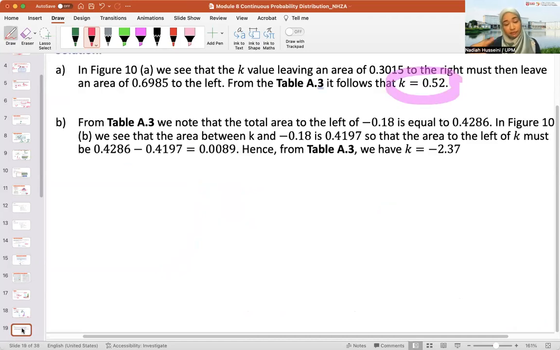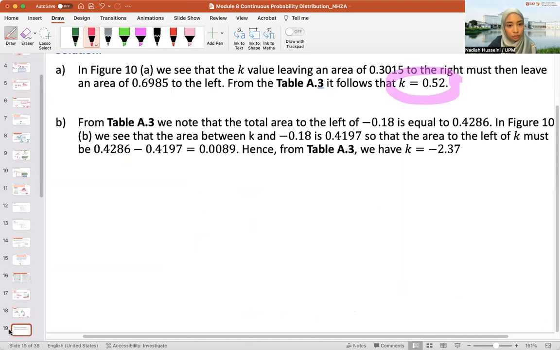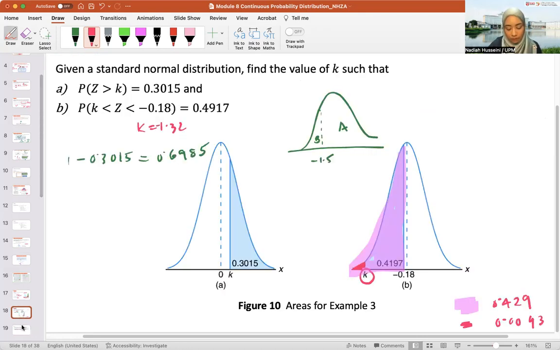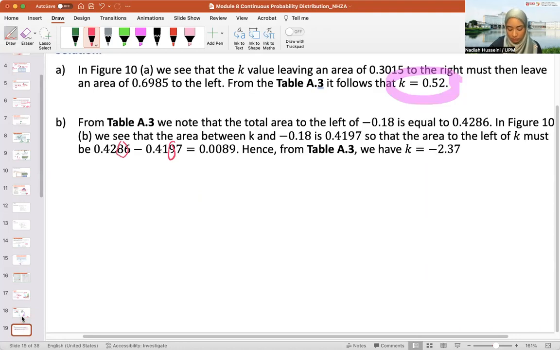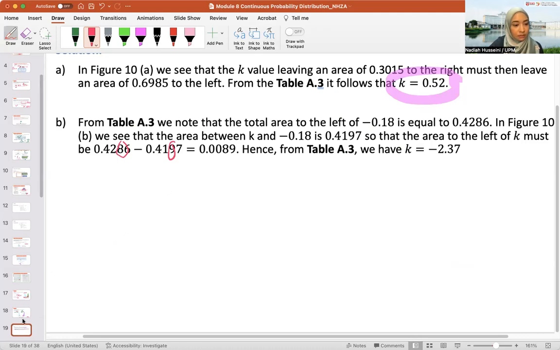Oh, it's minus 2.37. Why is it different? I think it's because of the decimal places. I got 0.429, they got 0.4286. We rounded off to the third decimal place. And for this one, I used 0.4197 as it is, and the answer was 0.093. But for this one, they got 0.0089. Let's see.